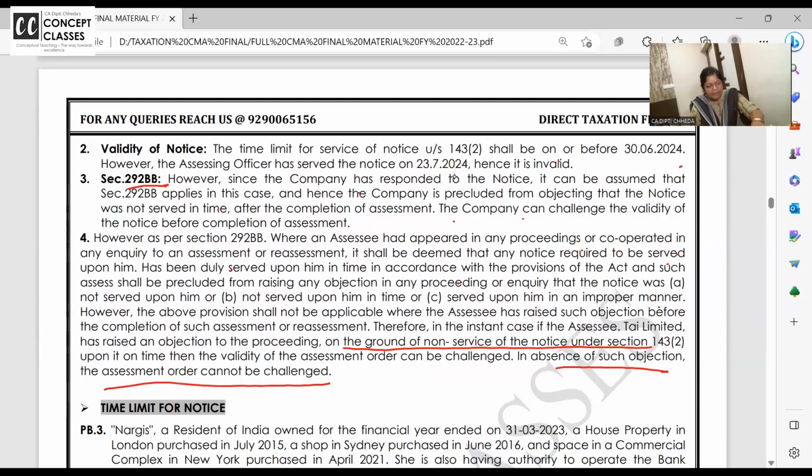Did you get the meaning? Shall I explain orally? Same. They said they have served the notice late. You responded. Now, can you challenge the assessment? Answer is no. Notice was served late, but we responded, and the assessment is over. So it's right. No problem.